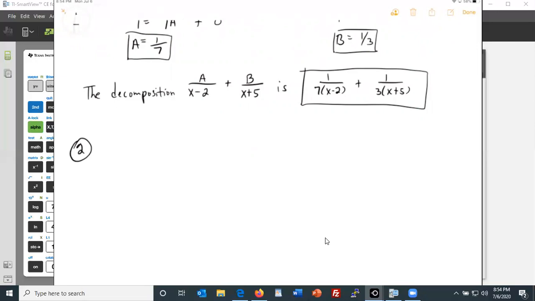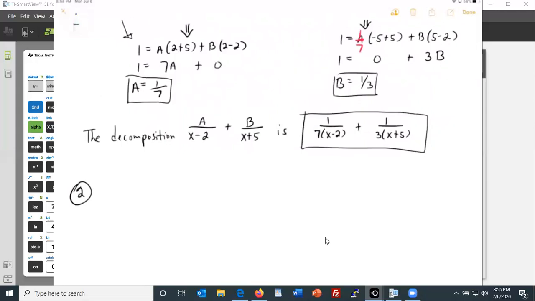Excuse me. All right, so second example. All right, so I just want to make sure I'm not giving you the one from the lab.